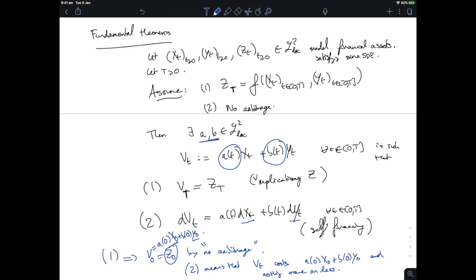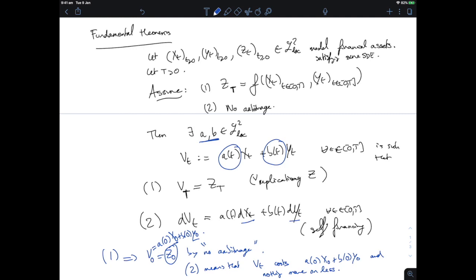So you set up the portfolio at time 0 by buying A0 units of X and B0 units of Y. And then you just rebalance that thing. If you decrease B, you use the decrease in B to increase A, and if you decrease A, you use that to increase B, but at no point do you take value or add value to the portfolio V. That's why we call it a self-financing portfolio.